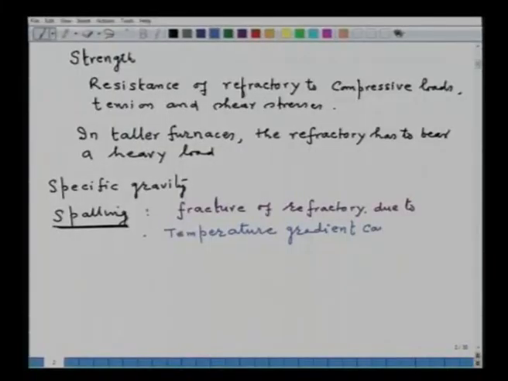Now, this temperature gradient may be caused either by sudden heating or sudden cooling, both cases. That means you are heating the refractory at a very high rate, and the refractory material is not resistant to the temperature gradient, then it may fracture.